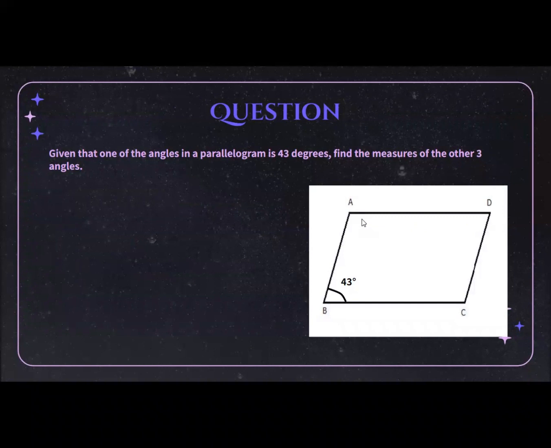So can you figure out this question? We learned transversals. Hopefully you remember what they are. Given that one of the angles is 43 degrees, so you can see right here, one of the angles is 43 degrees. Can you find the measures of the other 3 angles? We have 3 more angles here, 1, 2, 3, the other three corners have angles. So can you find what those angles are? I'll give you 2 minutes to find them. It's not too hard, but you can go ahead and try these.